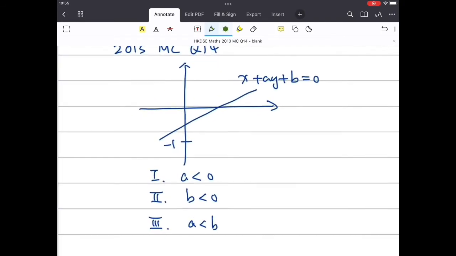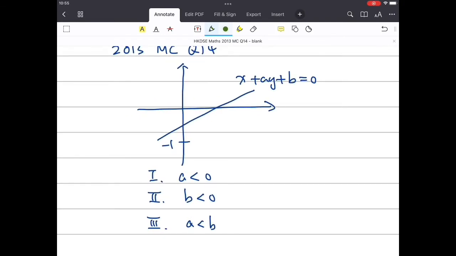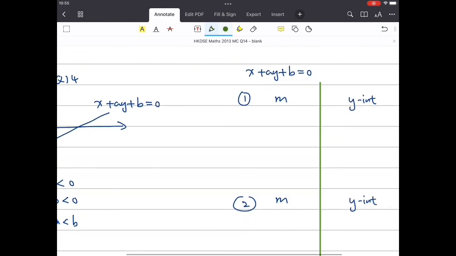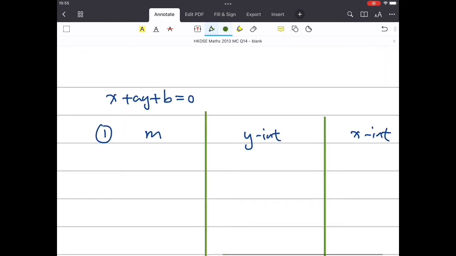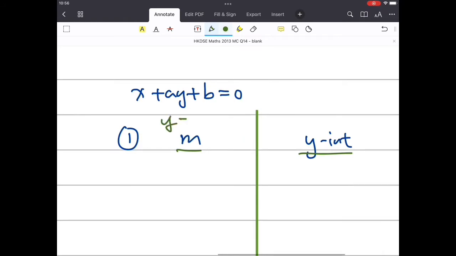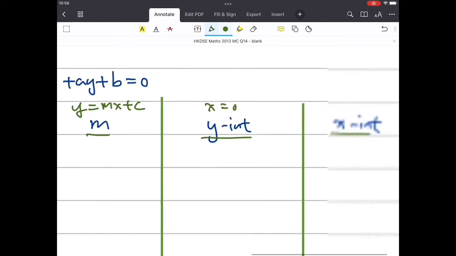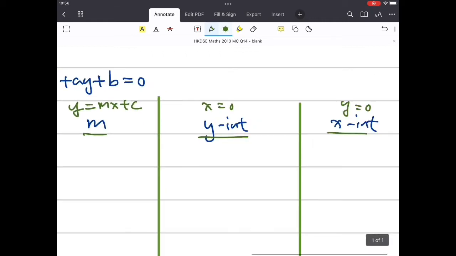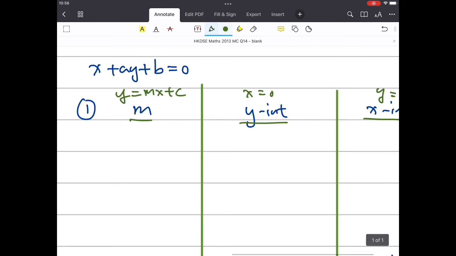Here we go. We are first given the graph, and also there are three options given. At the beginning, we actually do not need to care about the options. For stage 1, we simply need to find out the slope, the y-intercept, and the x-intercept respectively. For the slope, I suggest you use the slope-intercept form. We make y the subject and you will know the slope, while for the y-intercept we put x as 0, and for the x-intercept we put y as 0.